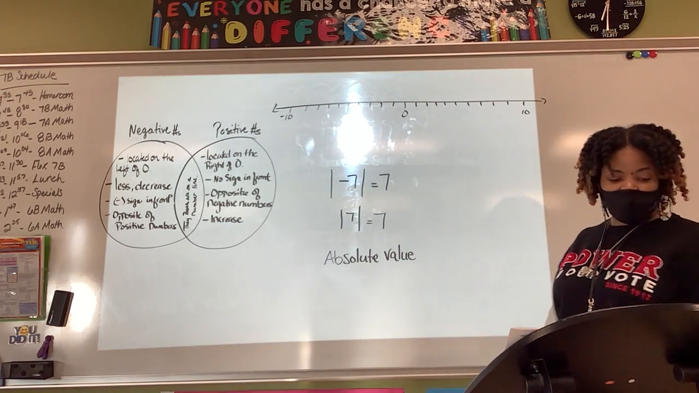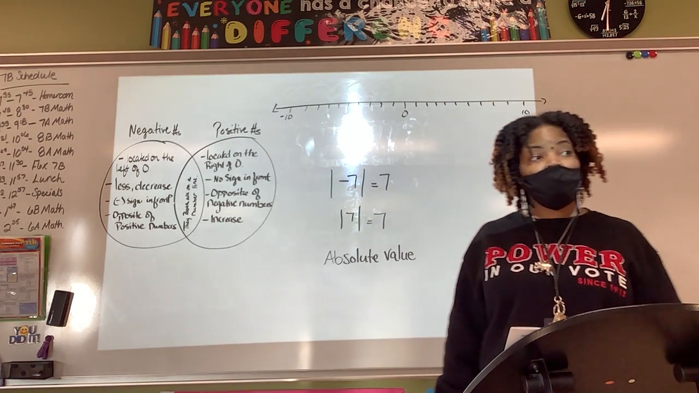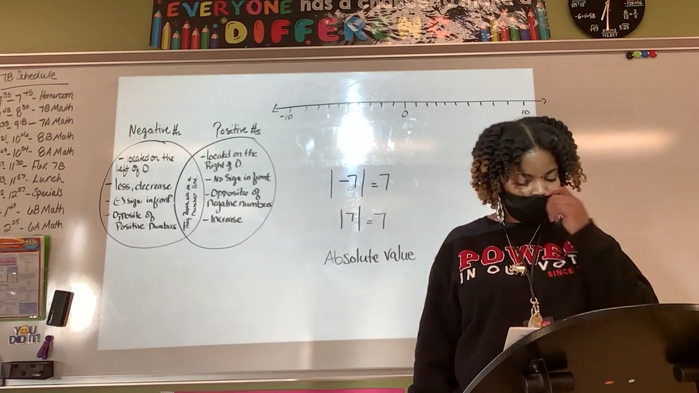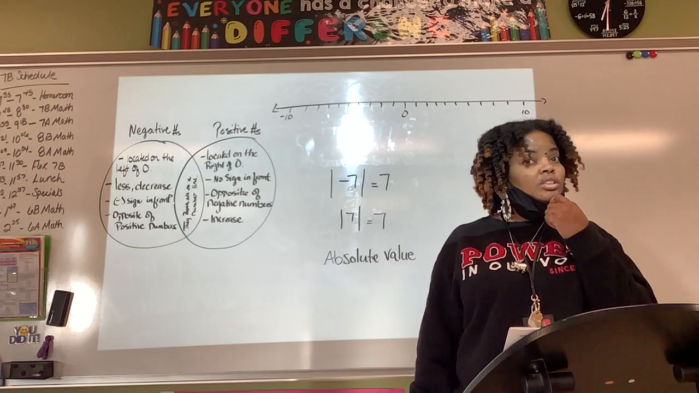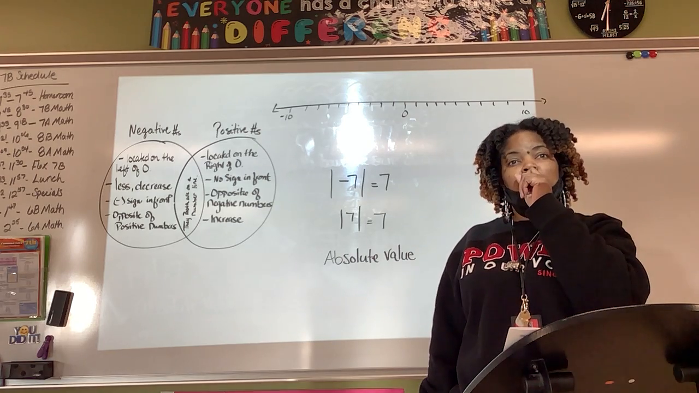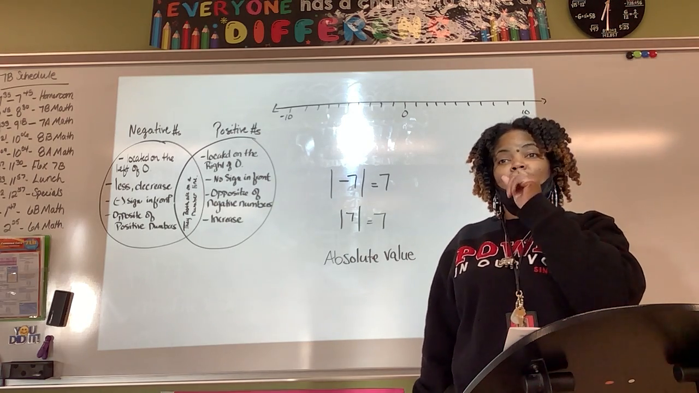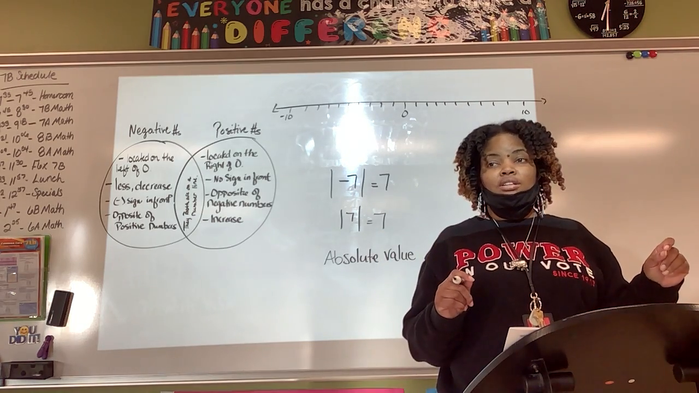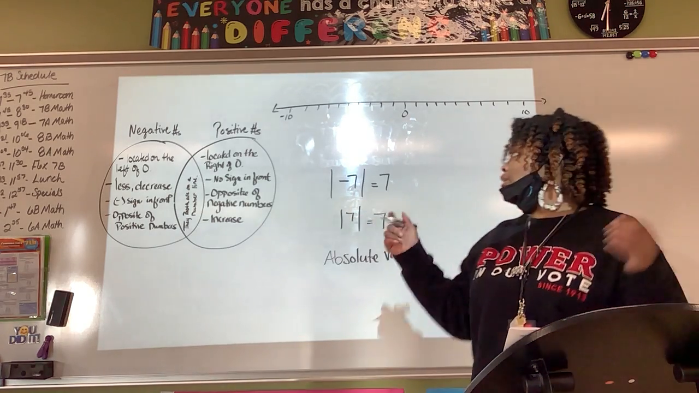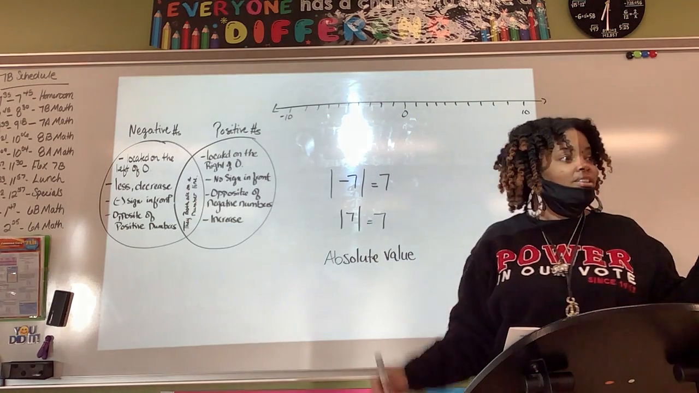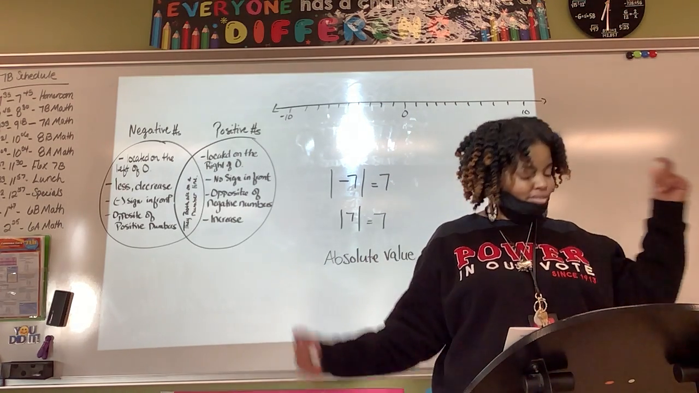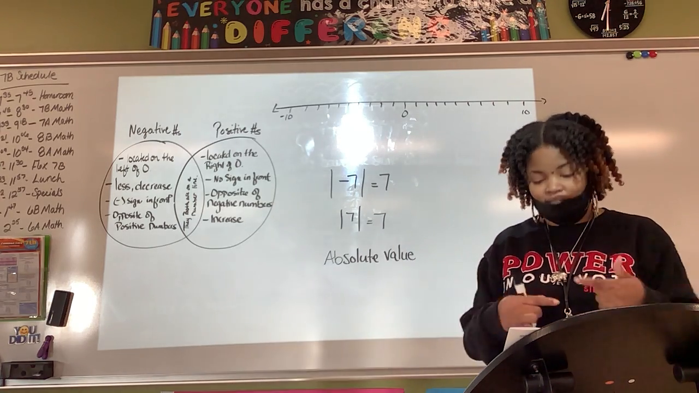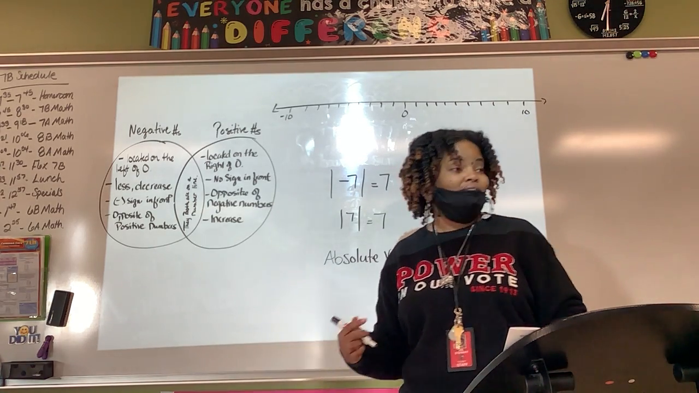What is the relationship between 7 and -7? Well, what is the relationship between them? 7 and the -7. They both have the same distance. Okay, so they are both the same distance from 0.